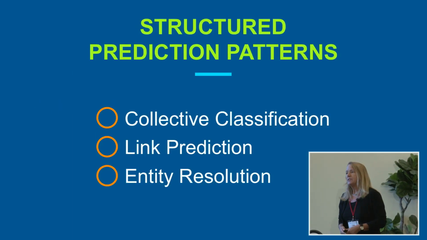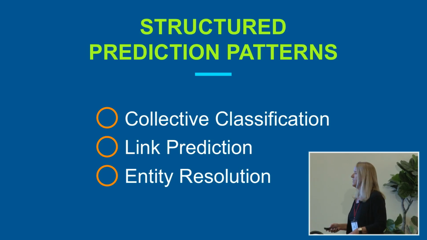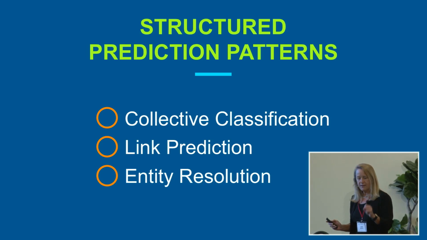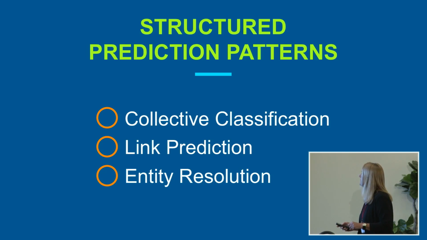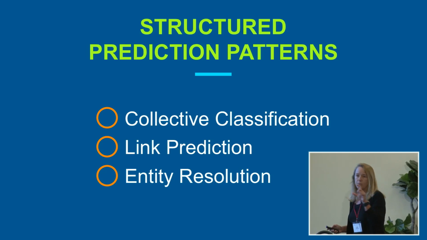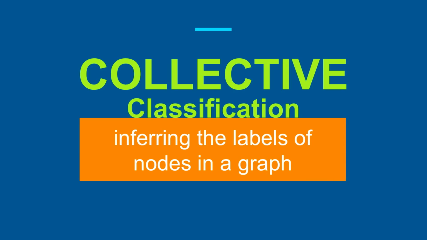And for the structured prediction patterns, we do tons of stuff. My research group does tons of stuff with graph data and network data. These are canonical patterns that we found over and over again are useful. They're super easy, and I want to show you why they're structured prediction problems. The first is collective classification, and the basic idea is inferring the labels for nodes in a graph.